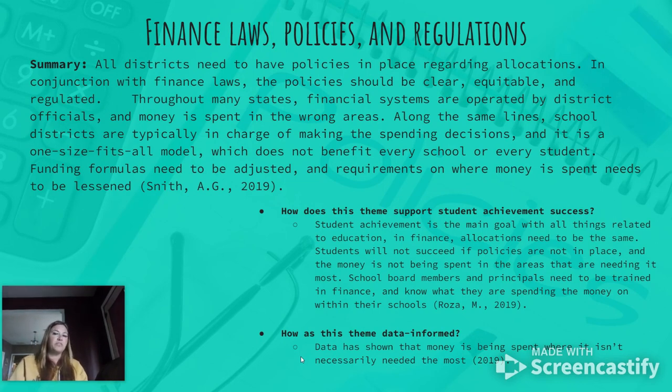How does this theme support student achievement success? Student achievement is the main goal with all things related to education. In finance, allocations need to be the same. Students will not succeed if policies are not in place and the money is not being spent in the areas that are needing it most. School board members and principals need to be trained in finance and know what they are spending the money on within their schools.